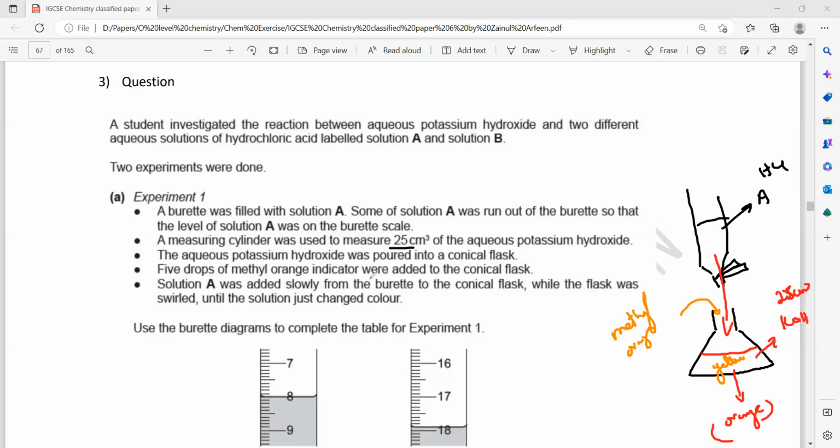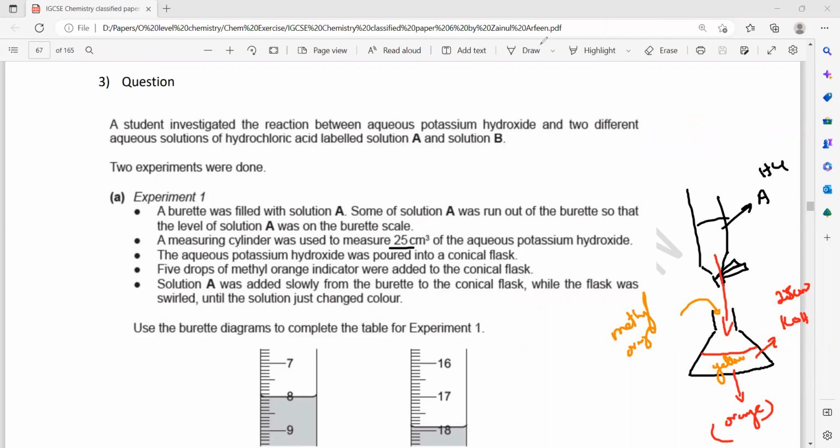Solution A was added slowly from the burette into the conical flask while the flask was swirled. That is the main purpose of using a conical flask. Why did we not use a beaker at the bottom? Why do we use a conical flask? We have to swirl the mixture. Whenever you want to shake or swirl the mixture, a conical flask prevents the liquid from spilling, because in a conical flask the opening is small as compared to that of a beaker. If I swirl the mixture in a beaker, it might spill. So that's why conical flasks are more effective whenever you have to swirl the mixture, and in titration we prefer to use a conical flask.